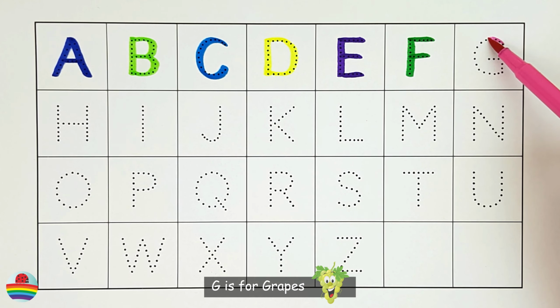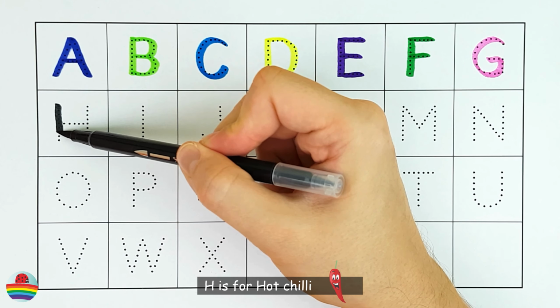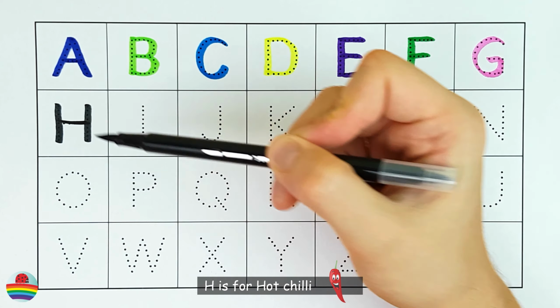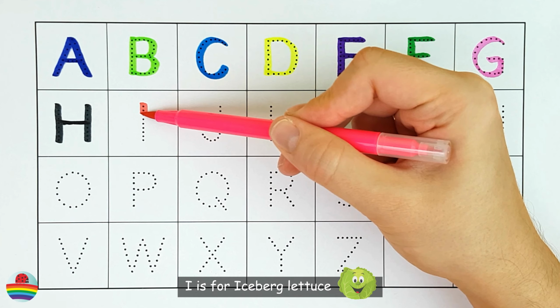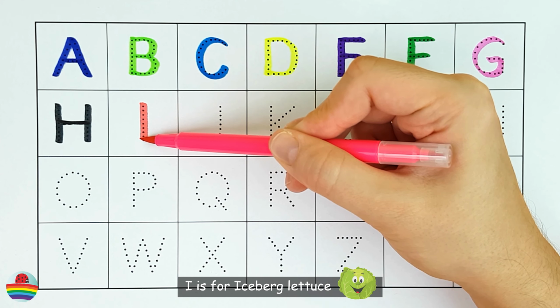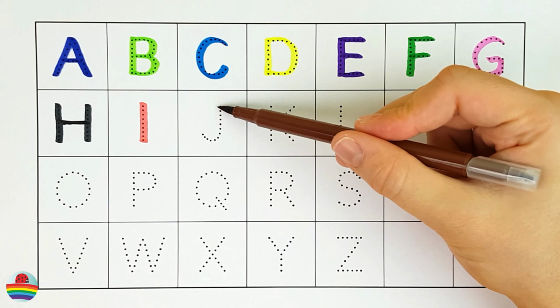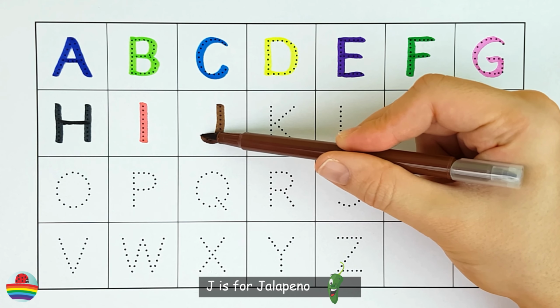G. G is for grapes. G. H. H is for hot chili. H. I. I is for iceberg lettuce. I. J. J is for jalapeno. J.